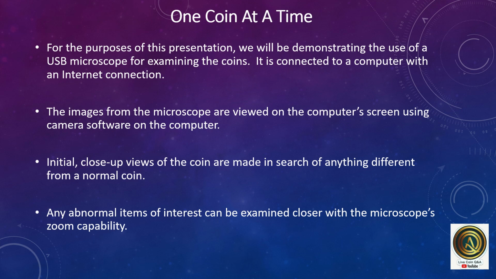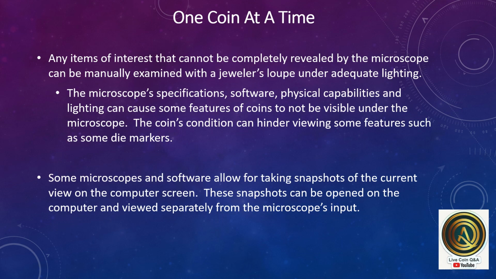Initial close-up views of the coin are made in search of anything different from a normal coin. Any abnormal items of interest can be examined closer with the microscope's zoom capability. Any items of interest that cannot be completely revealed by the microscope can be manually examined with a jeweler's loupe under adequate lighting. The microscope's specifications, software, physical capabilities, and lighting can cause some features of coins to not be visible under the microscope. The coin's condition can hinder viewing some features, such as some die markers.